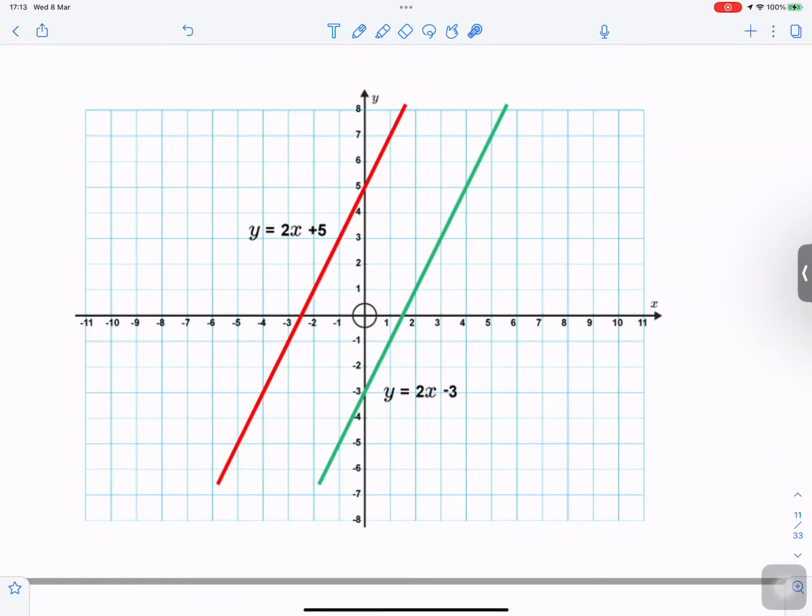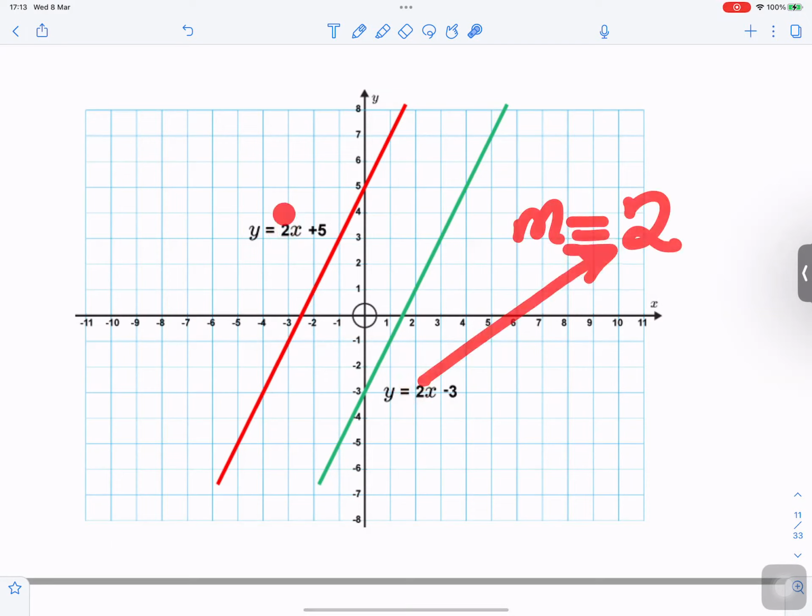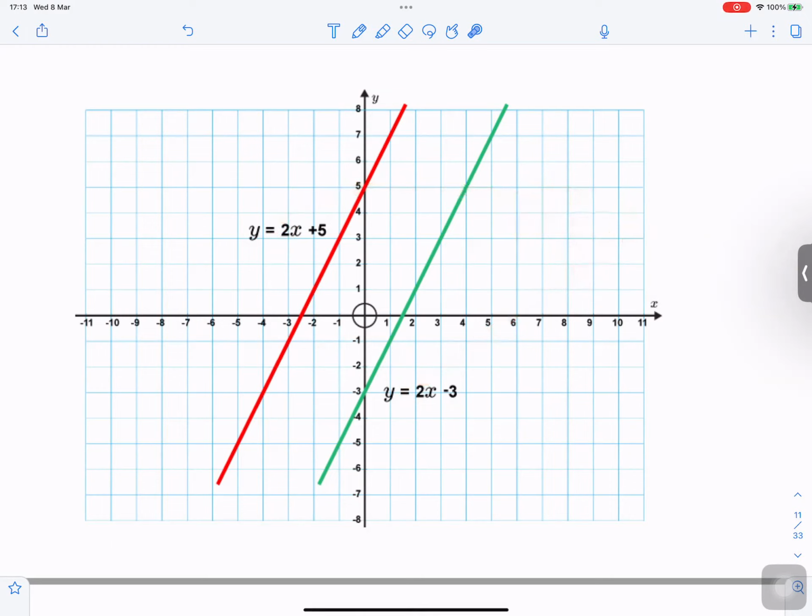So for example, these two lines are parallel. The red line and the green line, they are parallel. They never meet each other. So that 2 there, 2 there, the gradient is 2. The same gradient for both lines. So what is different is the y-intercept. So the two lines are parallel, with the same gradient.